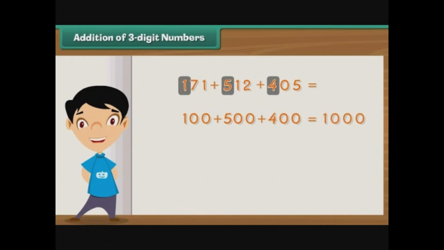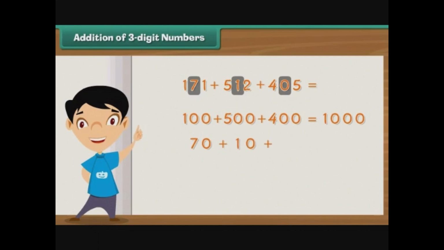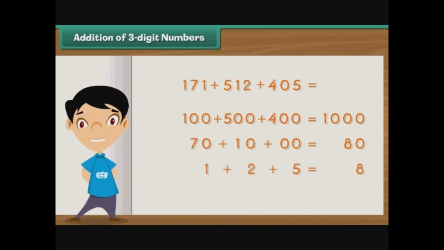The sum is 1000. Now we proceed to add the digits at the tens place, that is 7, 1 and 0. We add 70, 10 and 00 to get 80. Finally, we add the digits at the ones place, that is 1, 2 and 5 to get 8. Now we need to add 1000, 80 and 8 to get the sum of 171, 512 and 405. The result of the addition is 1088.